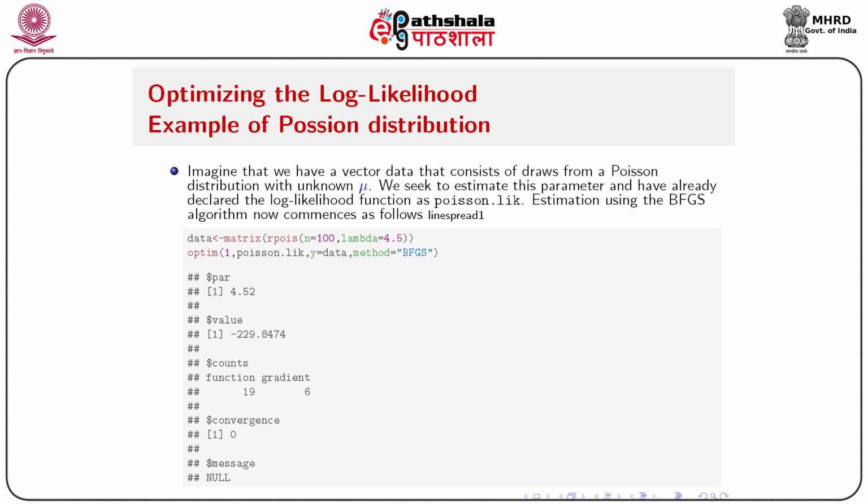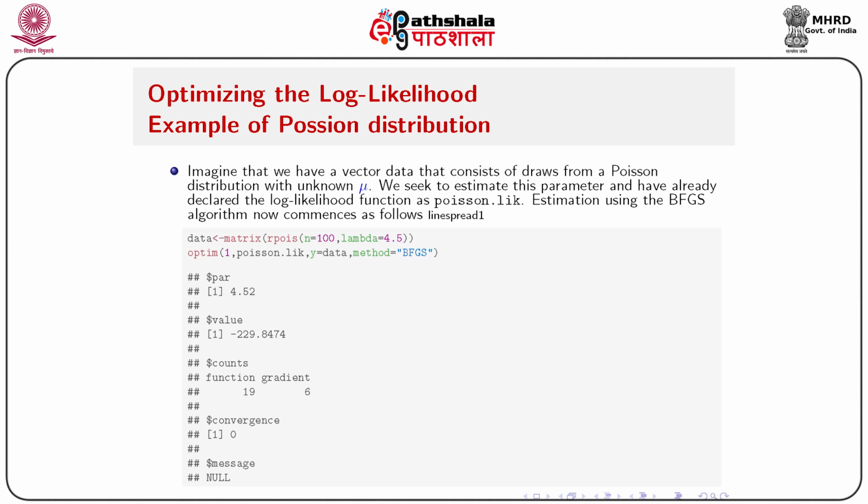Say data equals matrix. I just generate the data with lambda say 4.5, and the total number of data points is 100. You generate the data from rpois with n equals 100 and lambda equals 4.5. So data is the data matrix, and then optim with one parameter, so the initial value we set as 1. Then the name of the log likelihood function is Poisson.like, then y equals data, and method is BFGS. So it will give you the estimate, which is 4.22.